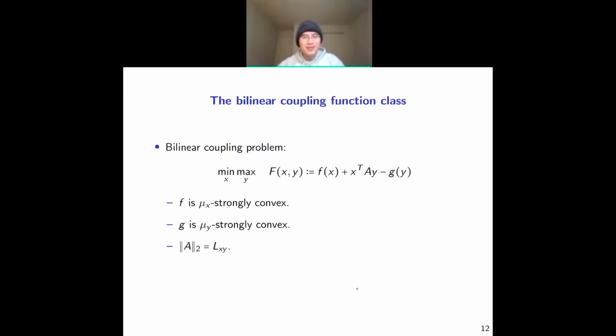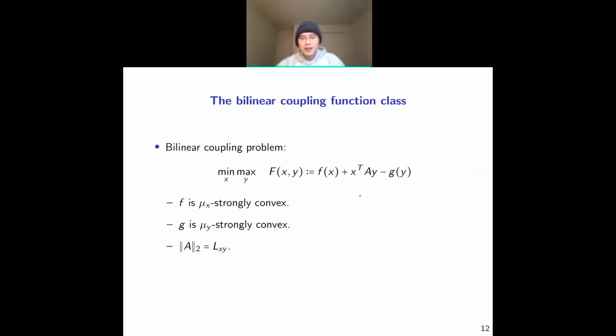Okay, so that is one problem class that we're considering. And the next simpler problem class is exactly this bilinear coupling class. That is, this objective function f of x, y can be written in this way, where f is a mu x strongly convex function and g of y is a mu y strongly convex function. So this is minus g of y.